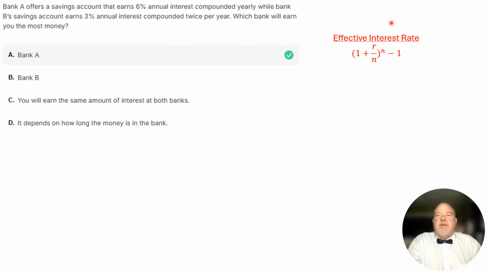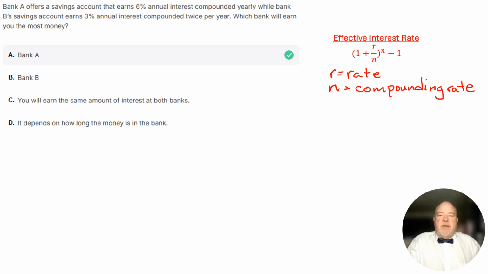I'm going to use something called the effective interest rate, which is good for comparing compound interest if you want to compare two banks. In this formula, let's define what these variables are. The R stands for the rate, so that's the interest rate. The N is the compounding rate, how often it's compounded. That's all we need, those two things. So let's figure out what the effective interest rate is for each of the banks.